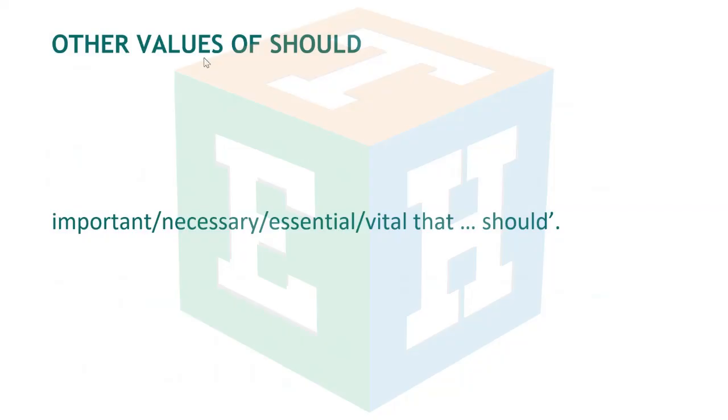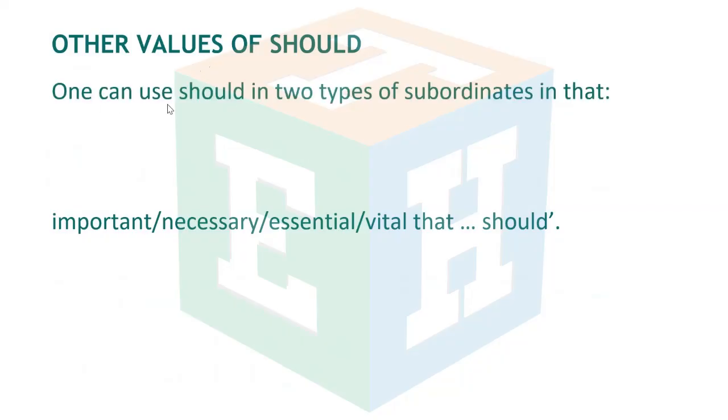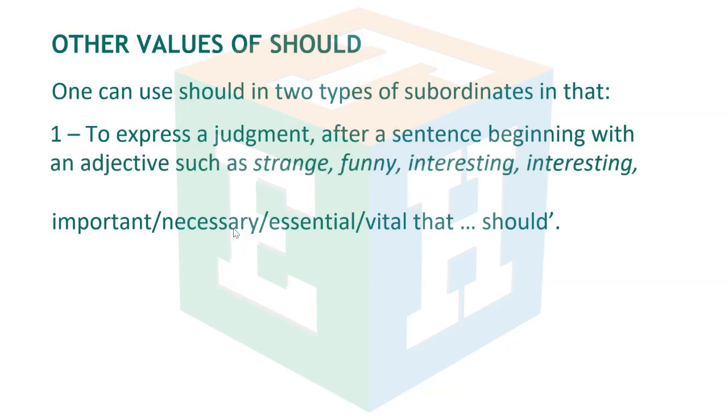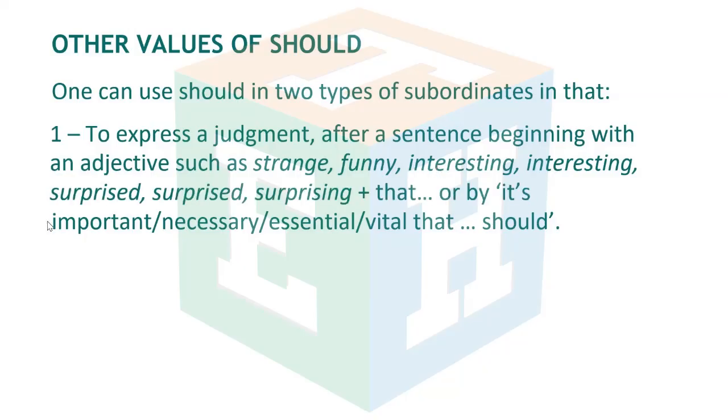Other values of should. One can use should in two types of subordinate clauses. Number one, to express a judgment, after a sentence beginning with an adjective such as strange, funny, interesting, surprised, surprising, plus that, or by it's important, necessary, essential, vital that should.